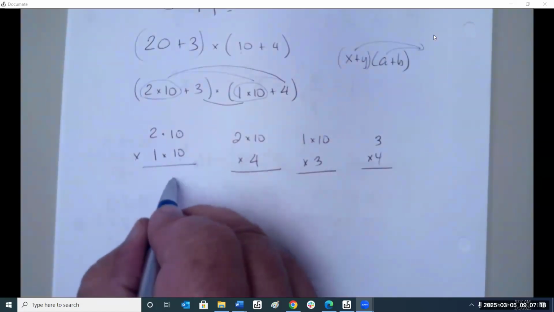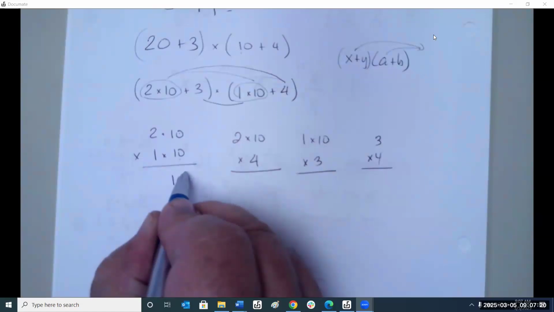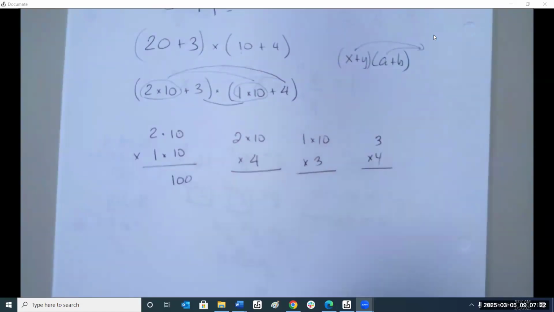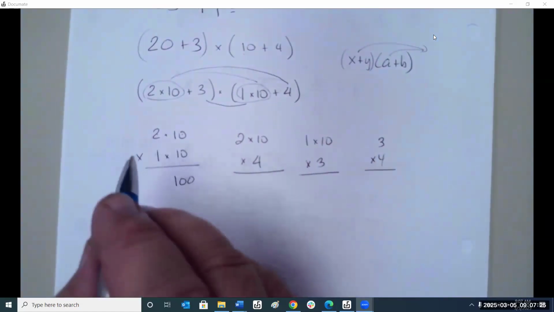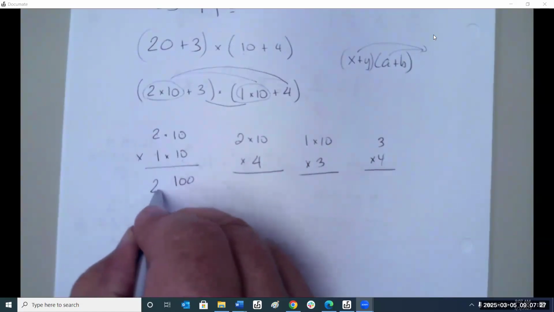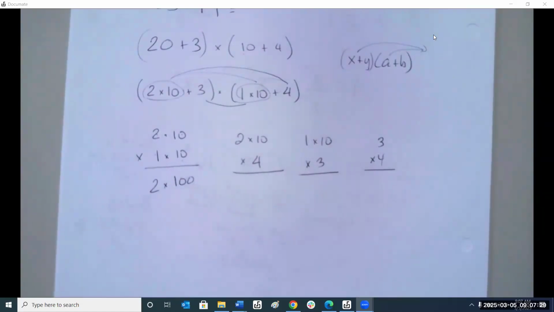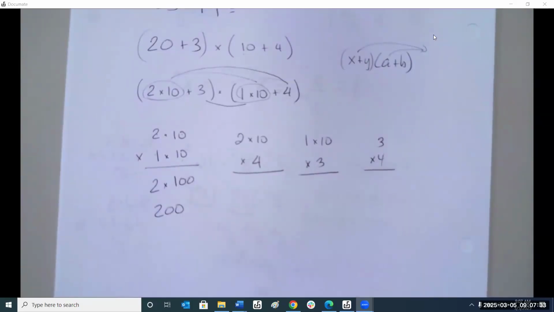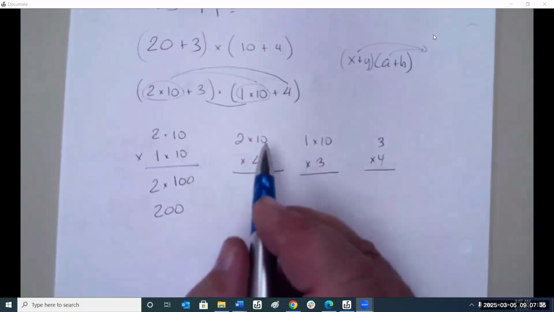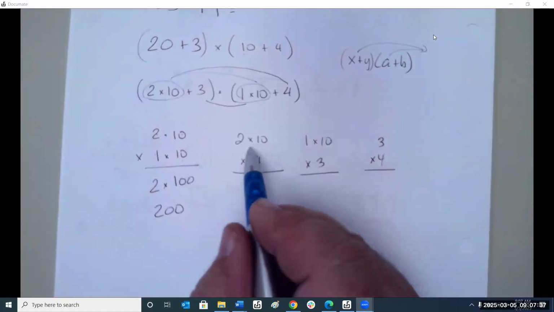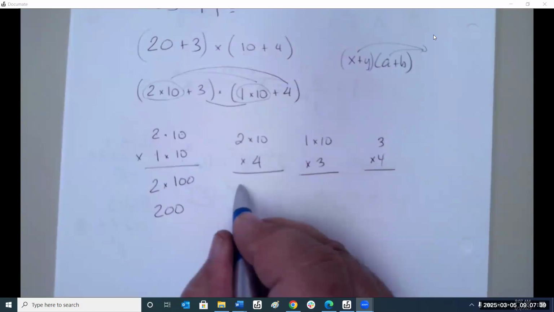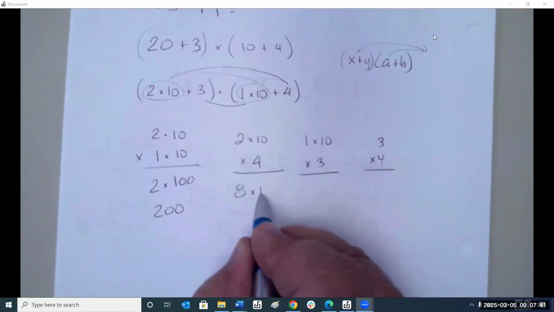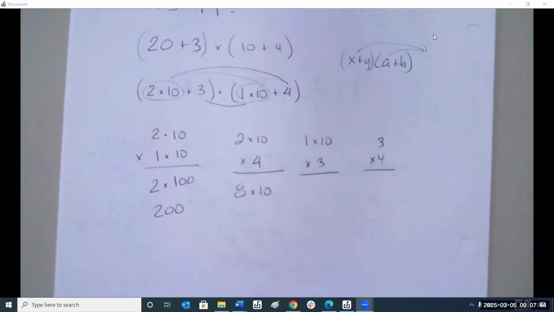Ten times 10 is 100, or 10 squared, the other one. 2 times 1 is, so it's 2 times 100, which is 200. Then we have 2 times 4 is 8 times 10.